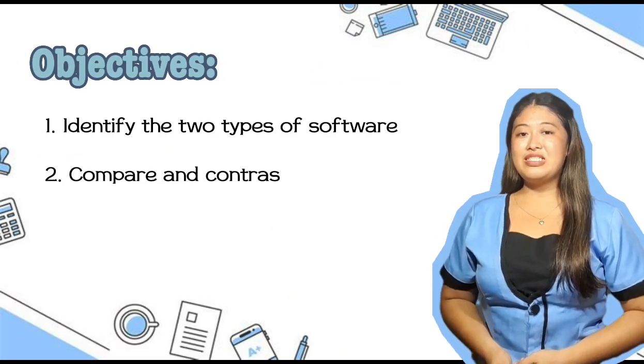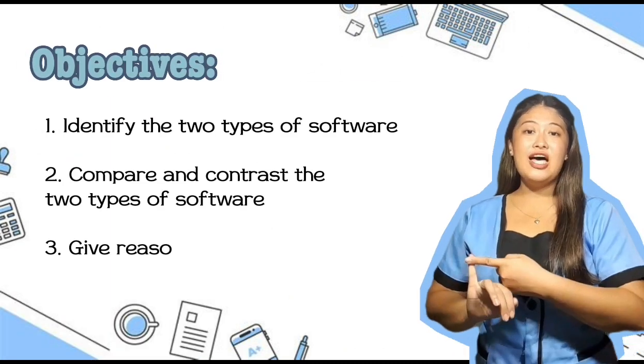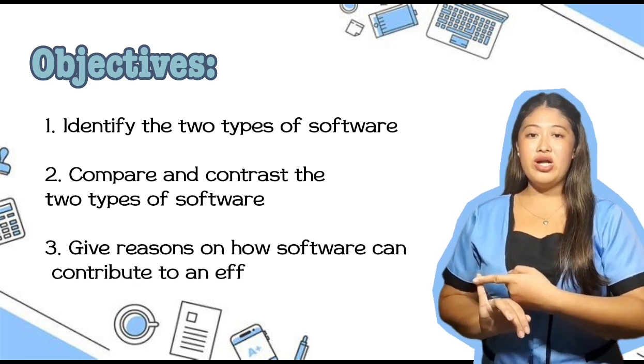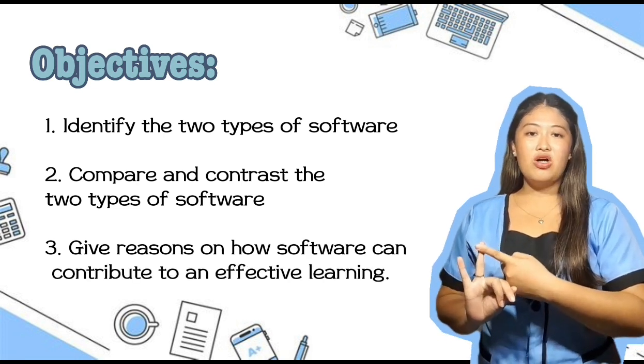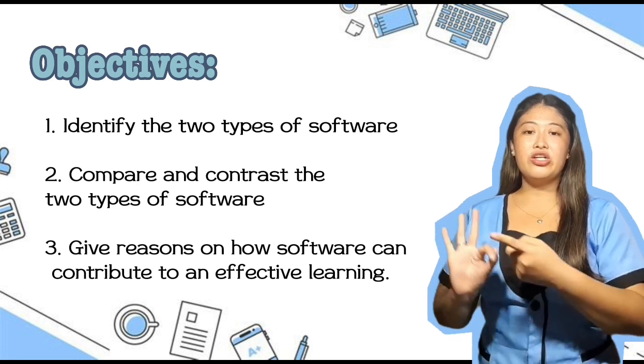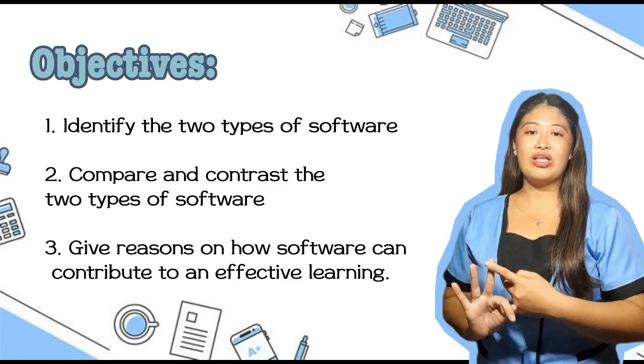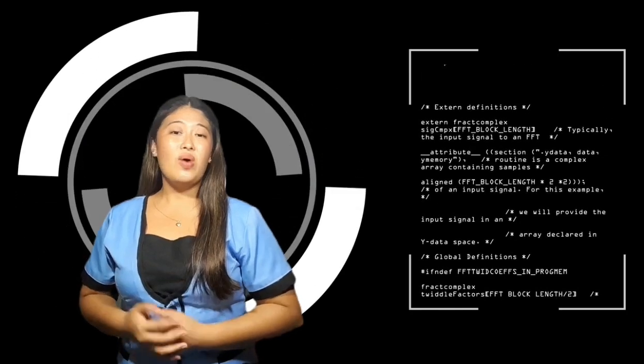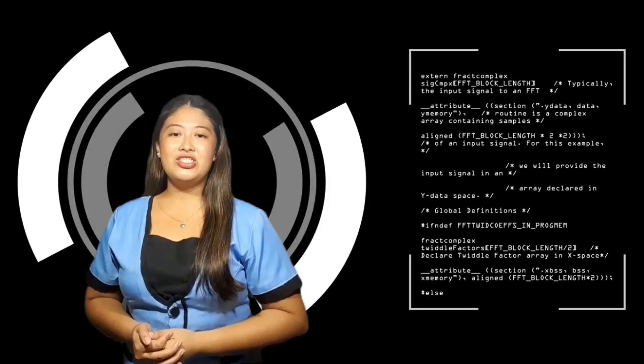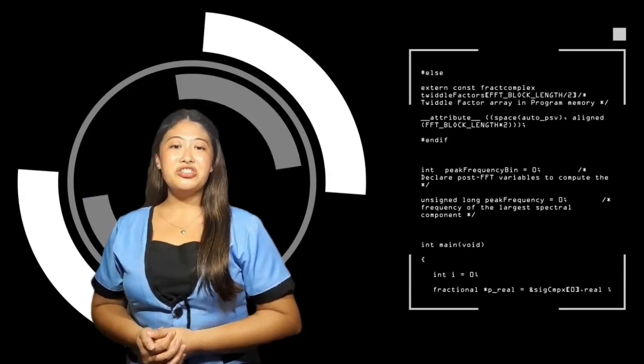The objectives of these lessons are to first, identify the two types of software, second, compare and contrast the two types of software, and the third one is to give reasons on how software can contribute to an effective learning. So again, the software as an educational resource. But before we proceed, let's first define and understand what is software. So what comes to your mind when you hear the word software?